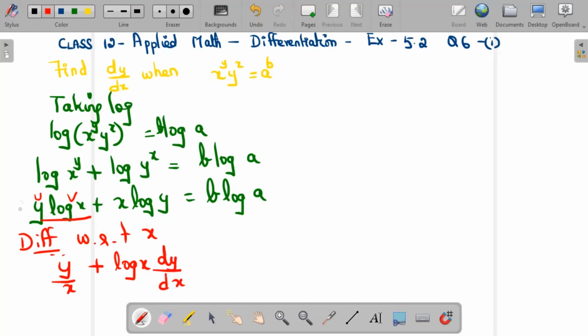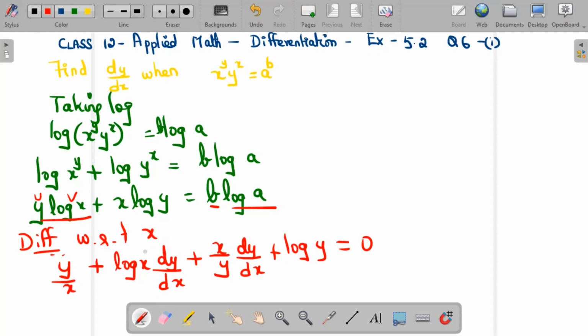So I have only differentiated the first term. Now let's repeat the process here. So this is x by y dy by dx plus log y, because log x differentiation is 1, is equal to, now to the differentiation on the right side, b and log a, they all are constant. So on differentiating a right side, you will get the answer as 0.